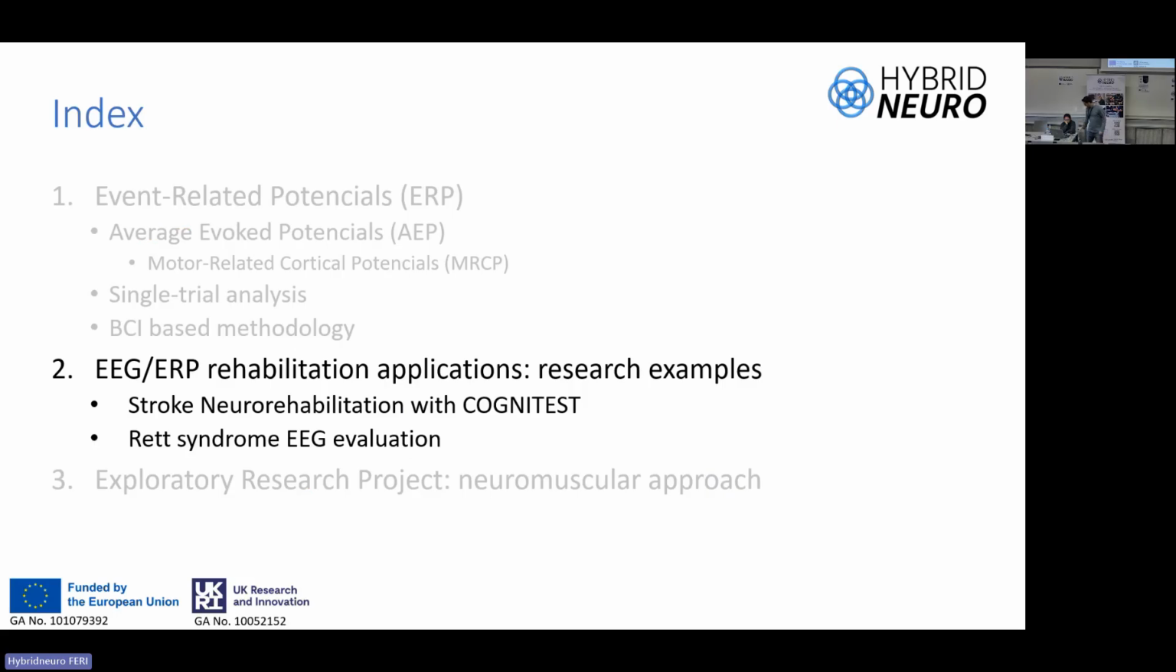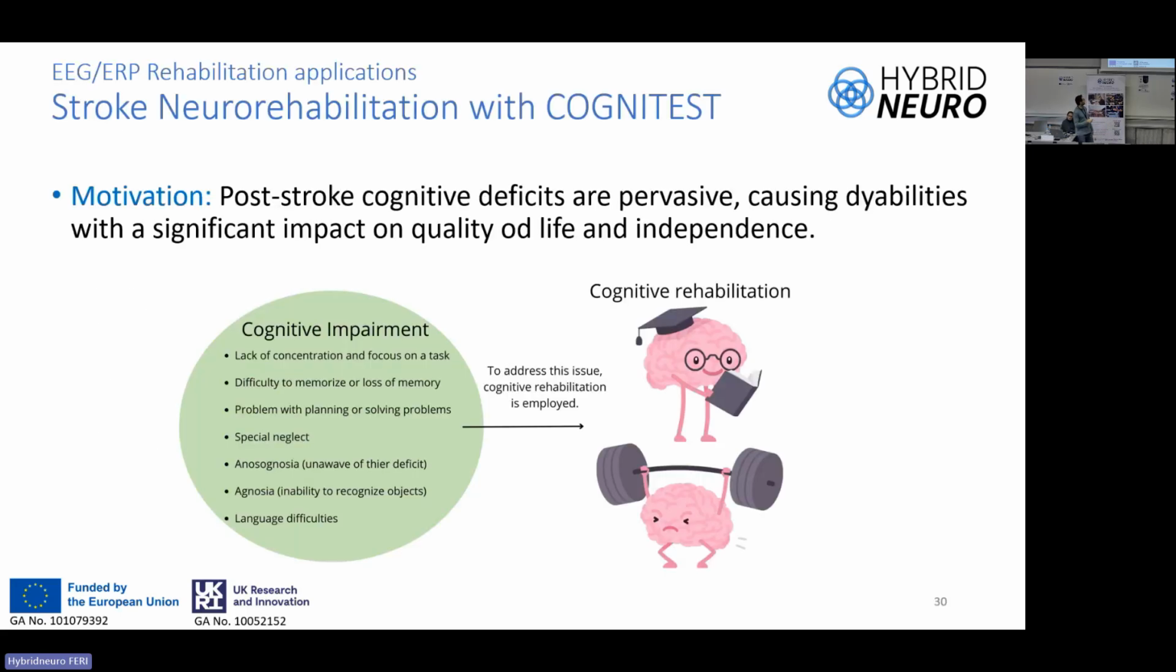Now it's time, I don't know how about the time. It's time to present two research samples of our group. One of them is related with stroke rehabilitation. The other one is a particularization because it's working with the Rett syndrome, that is a rare disease, and there are some particularities.